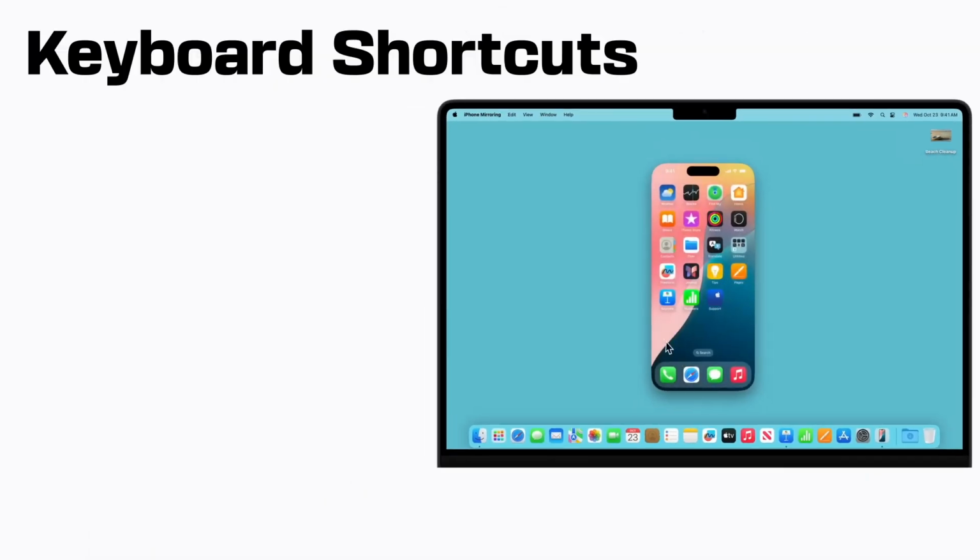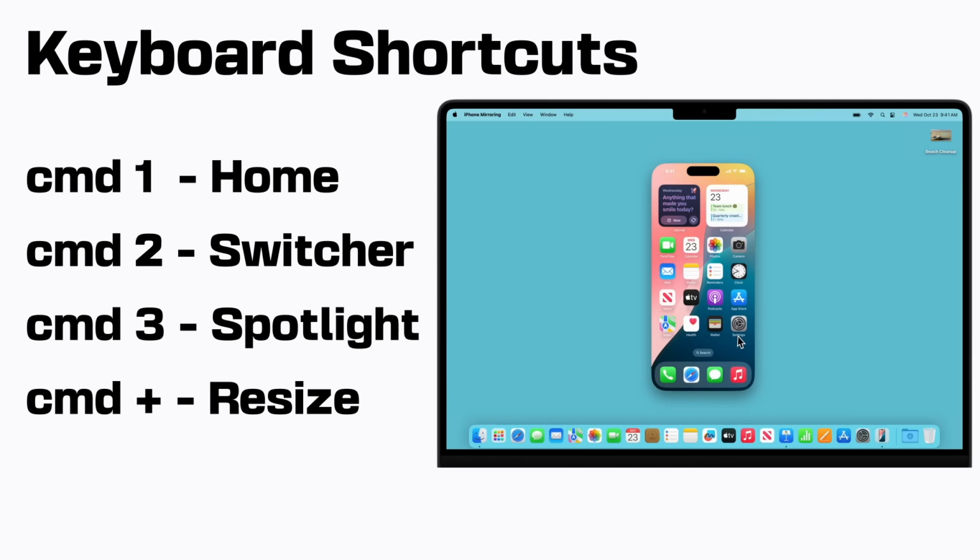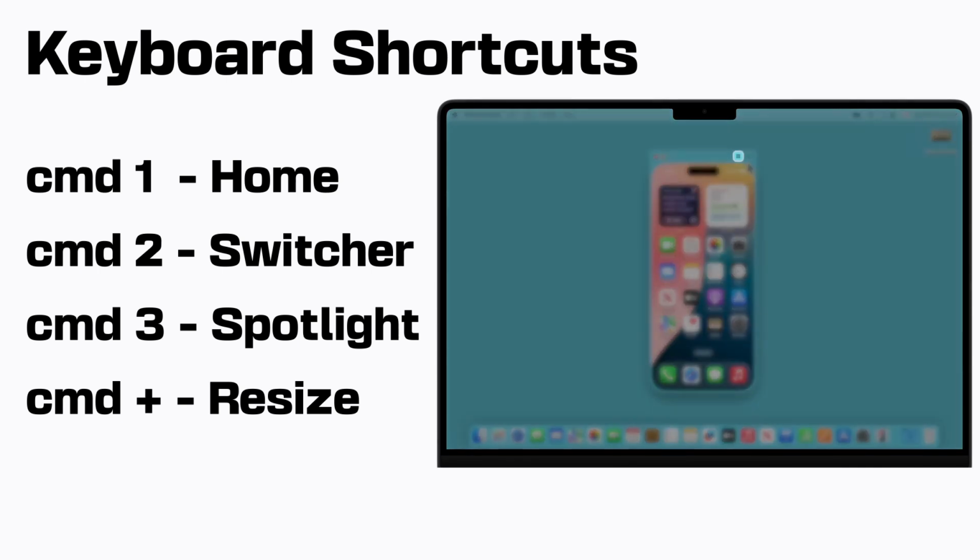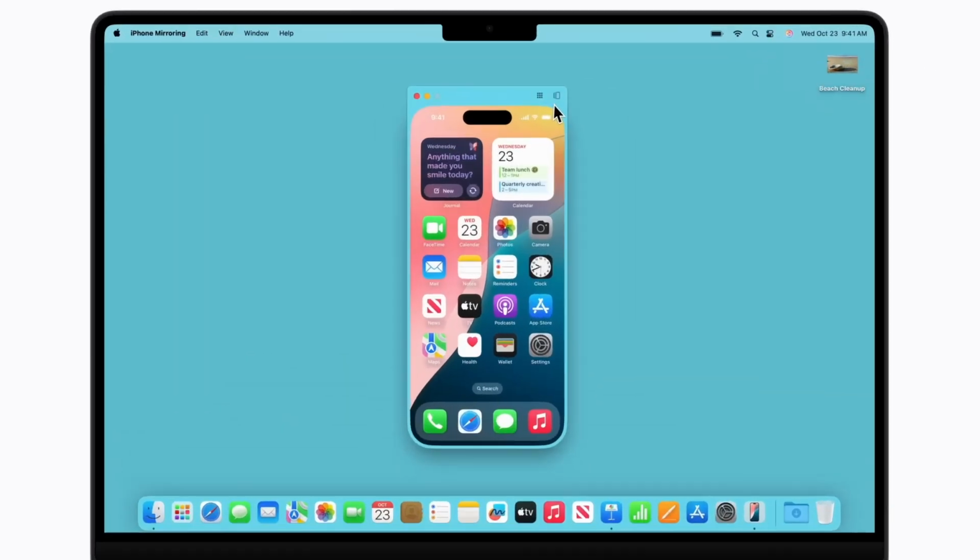Here's a tip, memorise these 3 navigation shortcuts. Command 1, go home. Command 2, app switcher to jump between your open mobile apps. Command 3, Spotlight search on the phone. You can even hit Command and the plus key to resize the window. Perfect if you're using a tiny mobile app on your massive 27-inch monitor.